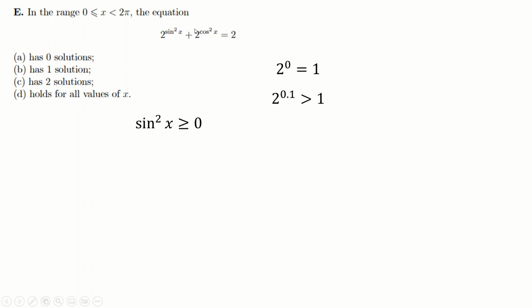Because 2 to the power of anything slightly bigger than 0 is slightly bigger than 1. So this is slightly bigger than 1 unless sine is 0. This is slightly bigger than 1 unless cos is 0. And you can't add 2 things that are slightly bigger than 1 to make 2. And as I mentioned, you can't have sine and cos both be 0 at the same time, because that just never happens. So this just has no solutions at all.